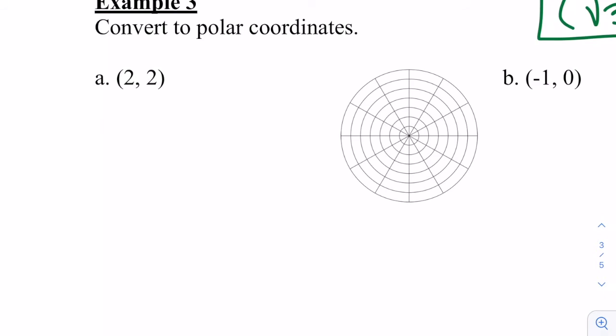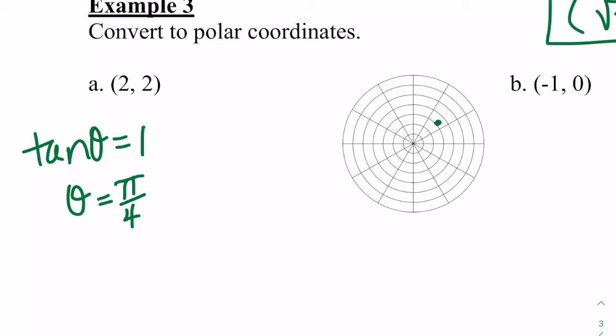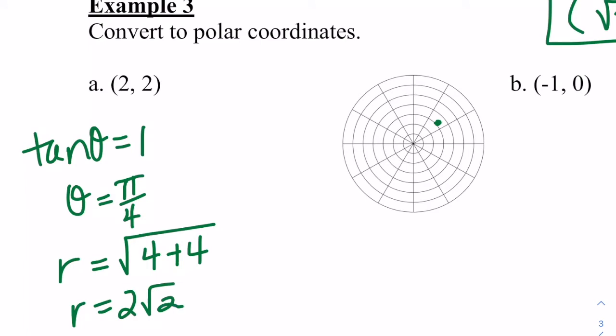Now let's convert rectangular coordinates to polar coordinates. Well, (2, 2), we know, would be about there in the first quadrant, and we know tangent of theta would equal 1, so the angle must be 45 degrees or pi over 4. We know the radius we could find using a squared plus b squared equals c squared, right? So that'd just be 4 plus 4, or 2 root 2. So the polar coordinate would be (2 root 2, pi over 4).